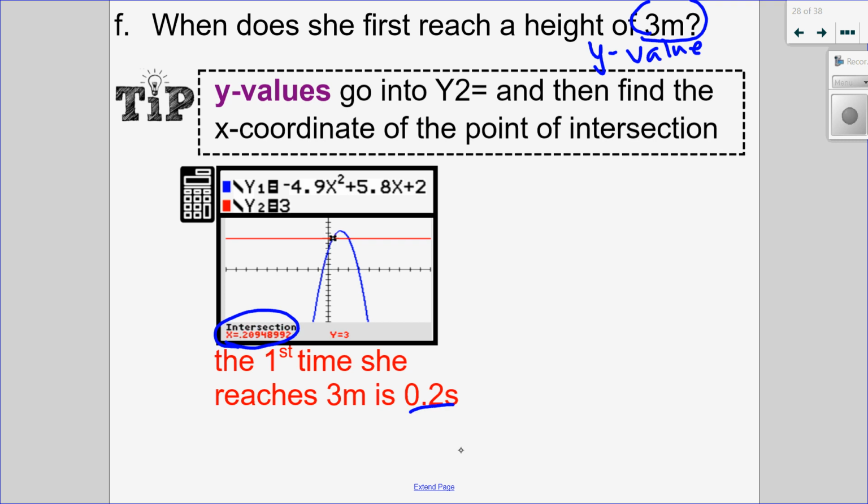Now, what if I didn't ask for the first time? What if I just said, when does she reach a height of 3 meters? Well, in that case, I would want both points of intersection. I would want both of these values. But since I was only asking for the first time, I only wanted the first value.